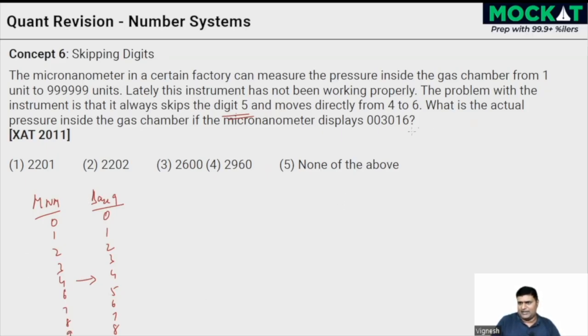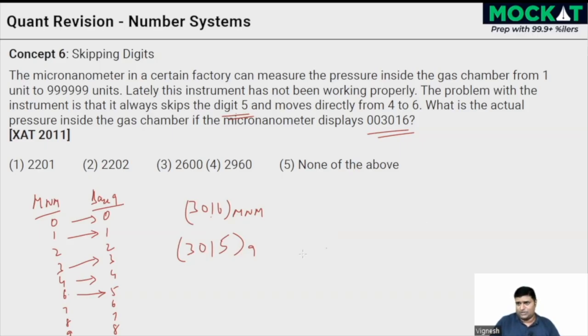So what is the actual pressure inside the gas chamber when the micro nanometer displays 3016? You're supposed to do it this way: convert from 3016 of the micro nanometer to the base 9. Where it's 3, you put 3 itself. Where it's 0, you put 0 itself. Where it is 1, you put 1 itself. Where it is 6, you're supposed to put 5. Because a different symbol is used: instead of the known symbols 0 to 8 for base 9, it's 0 to 4, and then instead of 5, you're using 6. So reconverted, instead of 6, you bring it back to 5. Now this is in the base 9 number system which we know. Now, how do you bring this?